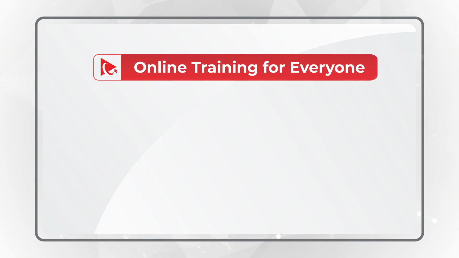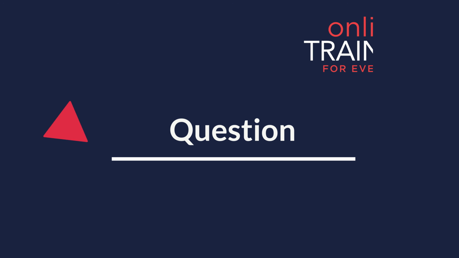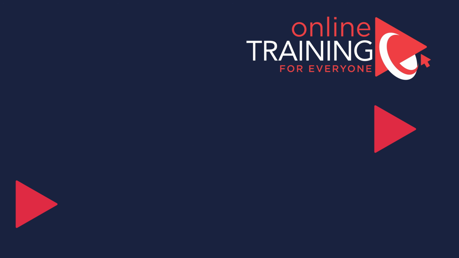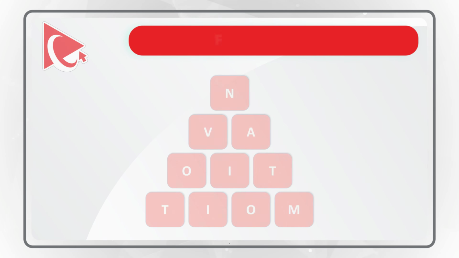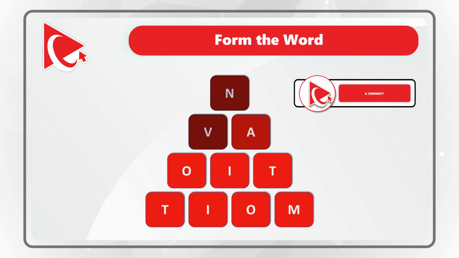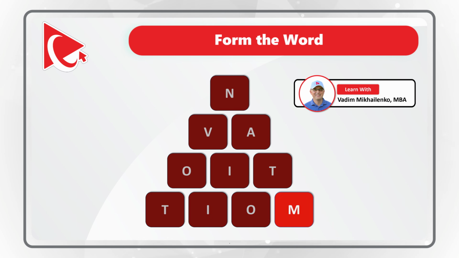And now let's continue to get you ready for the test. One of the very hard challenges is forming the words using certain number of letters of the English alphabet. In this question, you're presented with 10 letters, and you need to form the word using all the letters only once. The letters are N, V, A, O, I, T, and T, I, O, M.